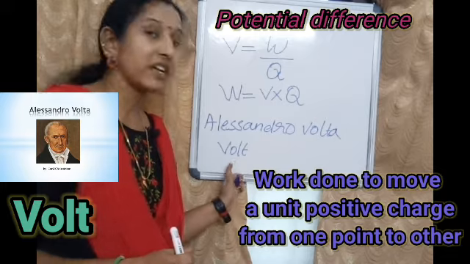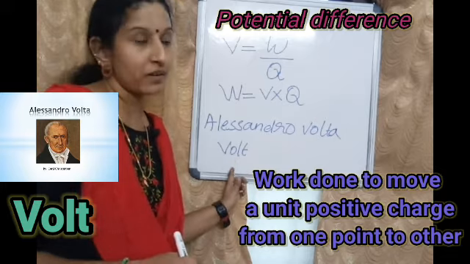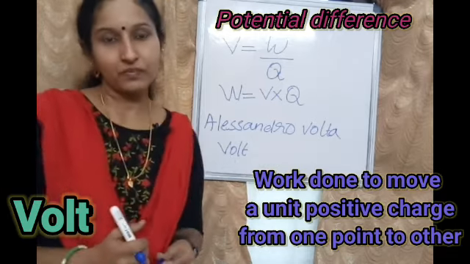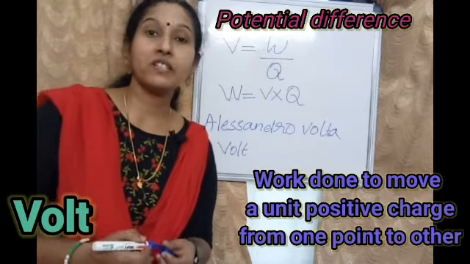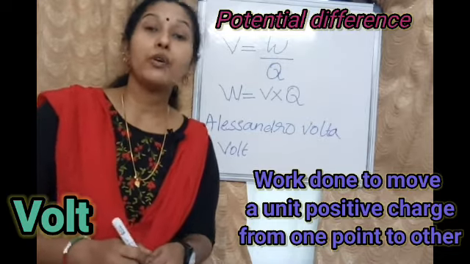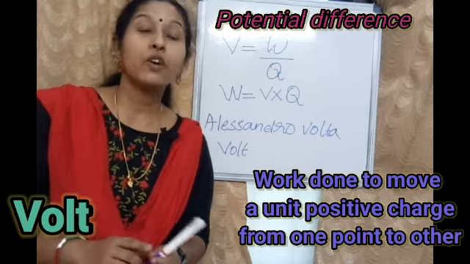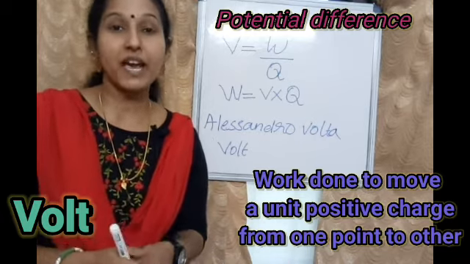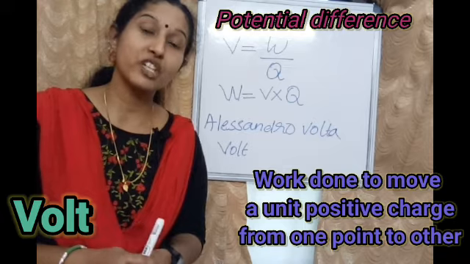SI unit of potential difference is volt. And who introduced this? Alessandro Volta. Okay. What is potential difference? Potential difference is the work done to move a unit positive charge from one point to other. That is potential difference.